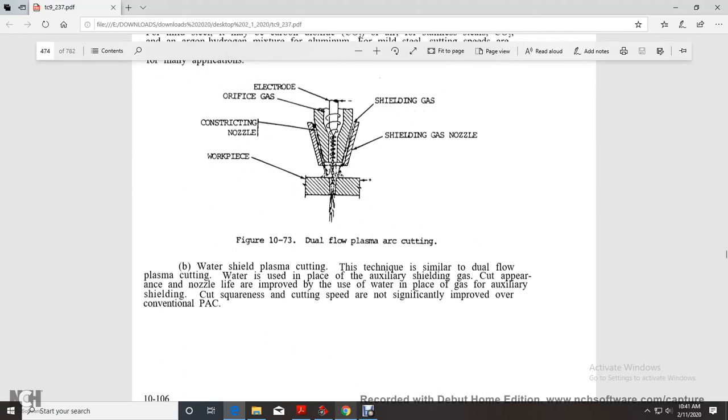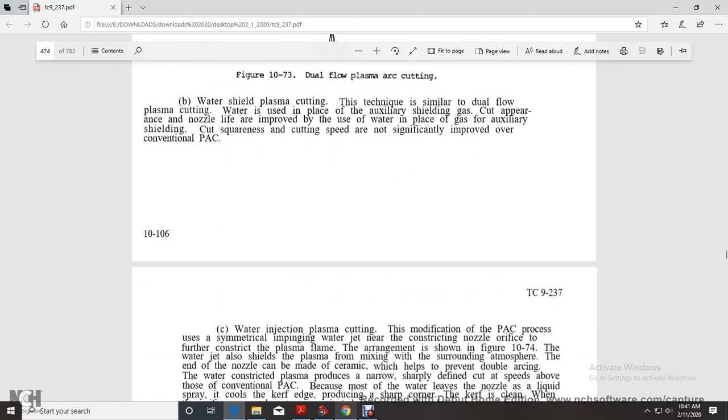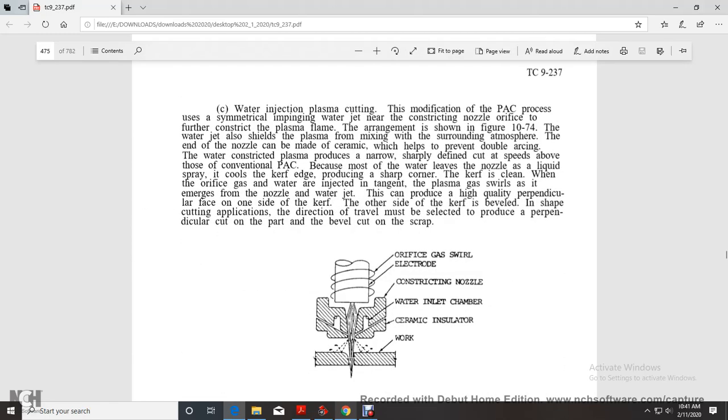Water shielding plasma cutting is a technique similar to dual flow plasma cutting, with water used in place of the auxiliary shielding gas. Cutting appearance and nozzle life are improved by using water in place of the gas. With the water auxiliary shield, the cut squareness and cutting speed are significantly improved compared with conventional plasma arc cutting.